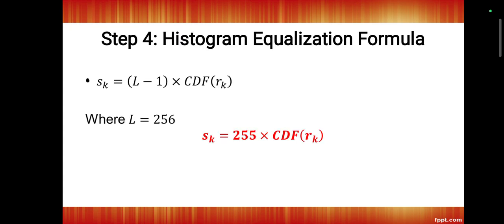The histogram equalization formula is written such that S of k is equal to L minus 1 into the cumulative distribution function of rk. L is given as 256, so S of k equals 256 into the cumulative distribution function of rk.